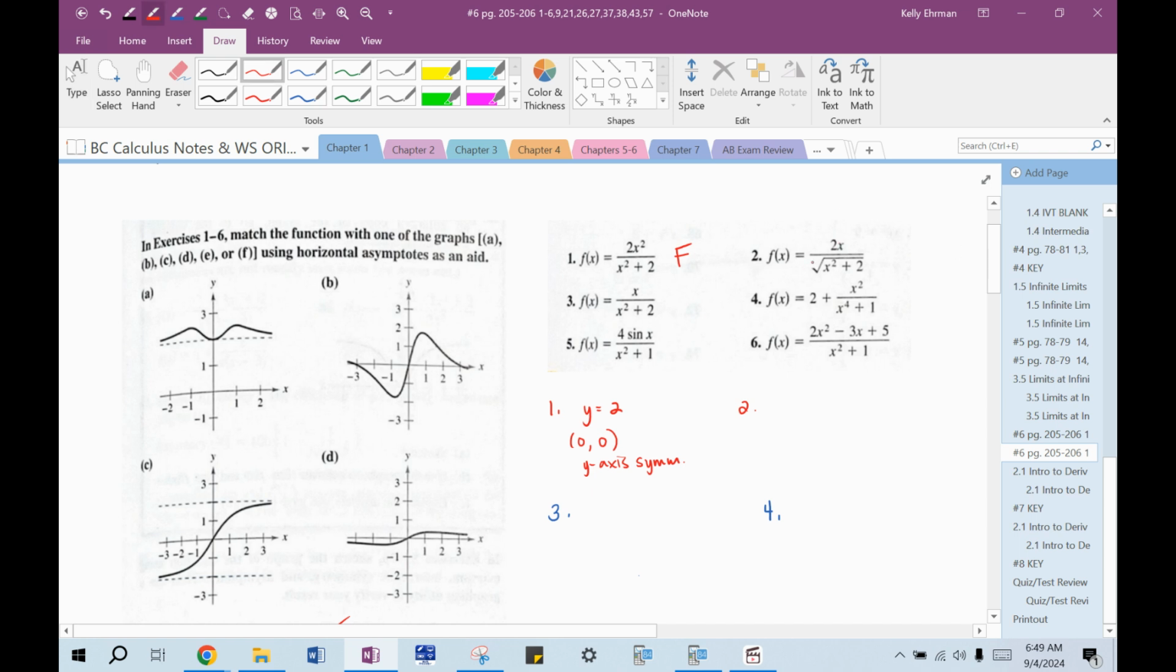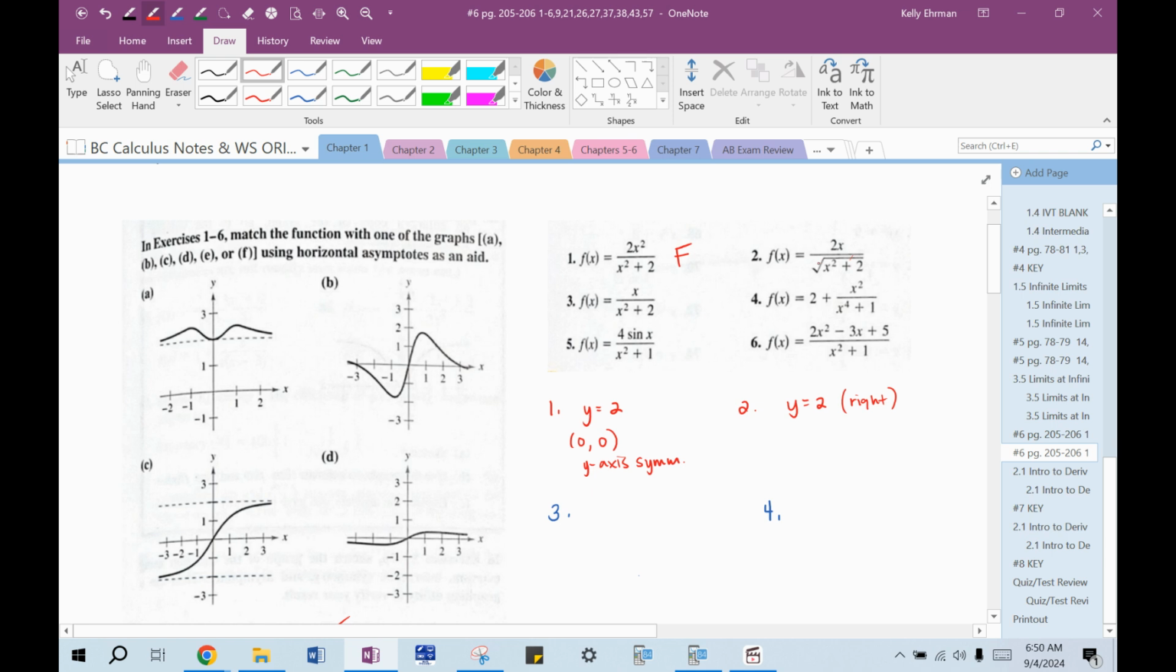So F. All right, and then for number 2, remember when we look at horizontal asymptotes, the plus 2 doesn't matter at infinity. So the limit as x approaches infinity of 2x over square root of x squared is y equals 2. Now this one, though, will be different left and right. This is an odd function because if I plug in negative x, I would get negative 2x over square root of x squared plus 2.